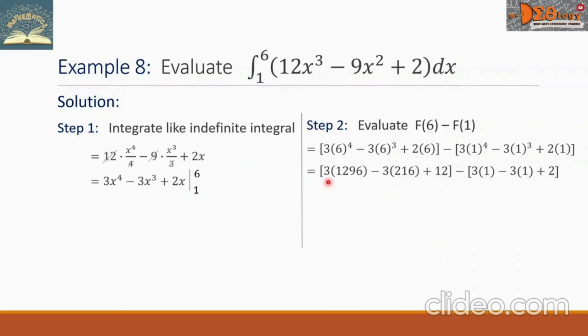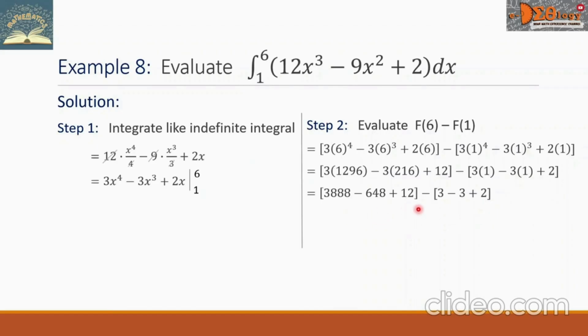Simplify more. 3 times 1296 is 3888 minus 3 times 216 is 648. Then we copy the plus 12 minus the second group. 3 times 1 is 3 minus 3 times 1 is 3, then plus 2.